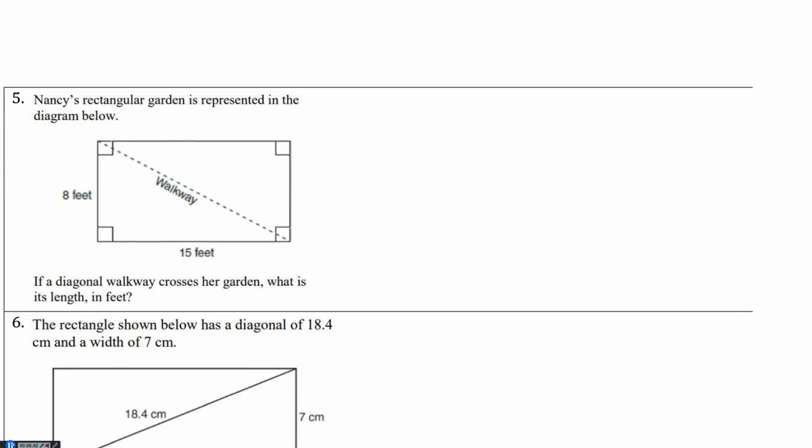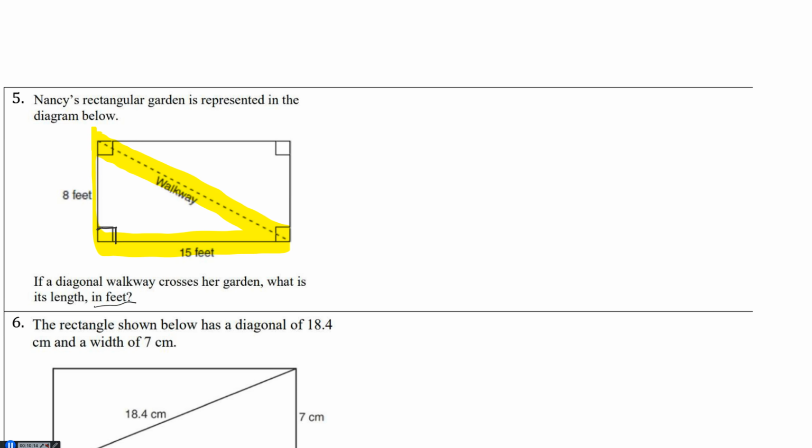Number 5. Nancy's rectangular garden is represented in the diagram below. Okay, so she's got a walkway going across the diagonal. One of the sides is 8 feet and the other side is 15 feet. If a diagonal walkway crosses her garden, what is its length in feet? Well, the first thing I notice is that when you draw that diagonal, you get this nice right triangle here, and they show you with that box.